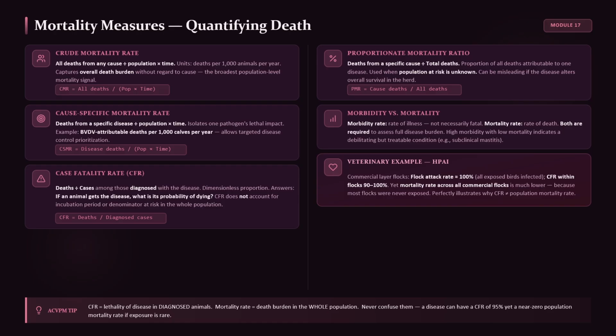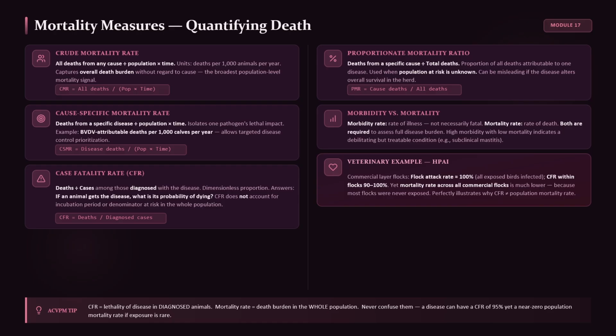To answer that, you narrow the numerator. The cause-specific mortality rate keeps the whole population in the denominator, but counts only deaths from one disease, say BVDV deaths per 1,000 calves per year. That's what lets you isolate one pathogen's impact and decide where to aim your control efforts.